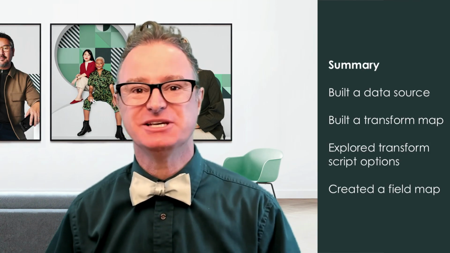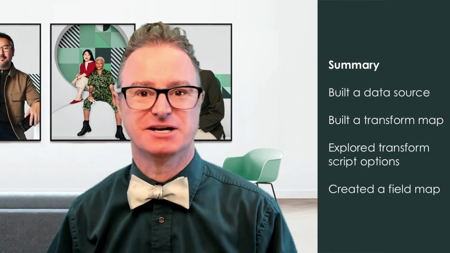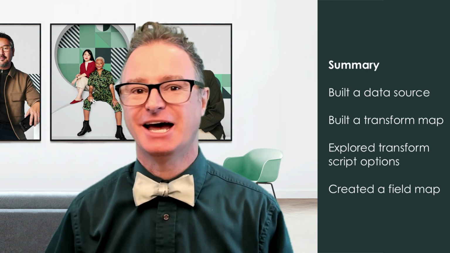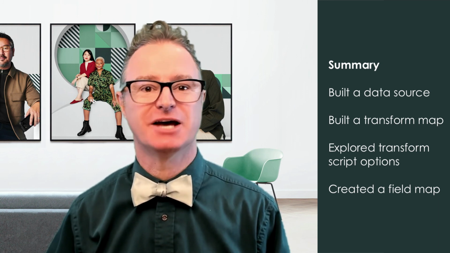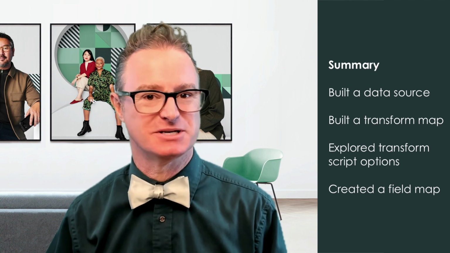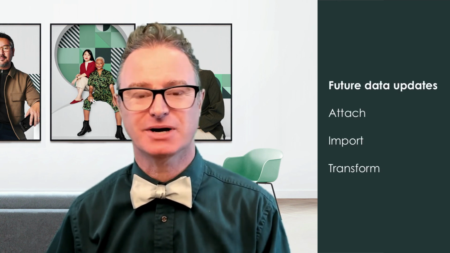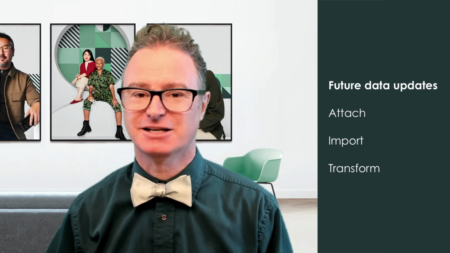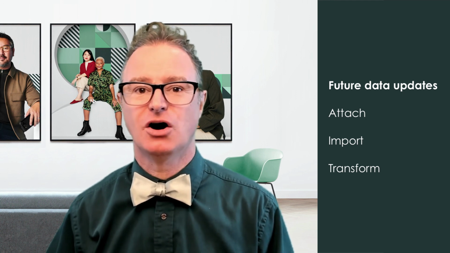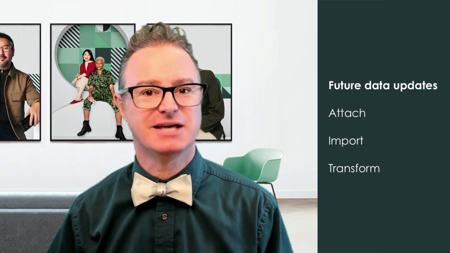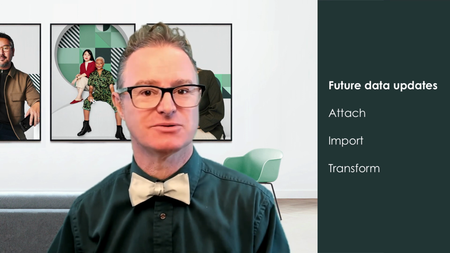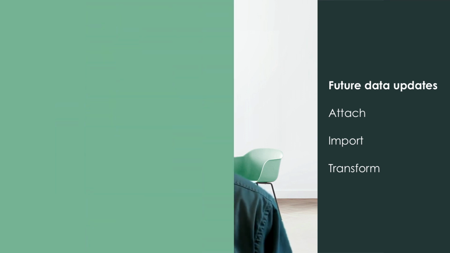We've successfully built a data source from scratch, built a transform map, explored transform script options, and created a field map with some options to import our data. Now, when someone sends us an updated spreadsheet, all we need to do is attach it to the data source record, import the records, and transform. And unless the spreadsheet changes format, all the same definitions apply, and the data will be imported to update existing records or create new ones.